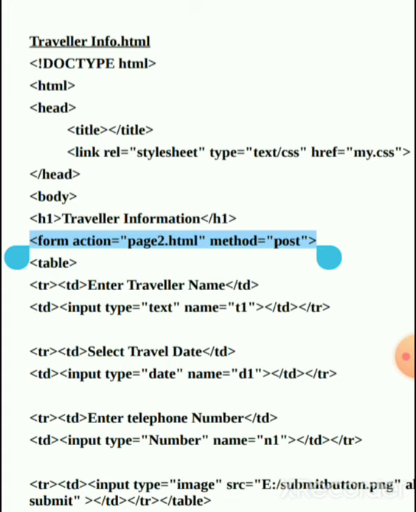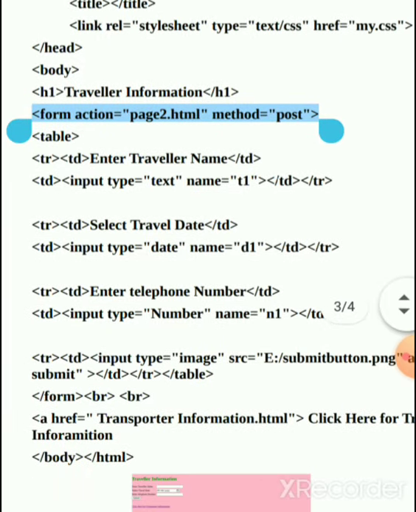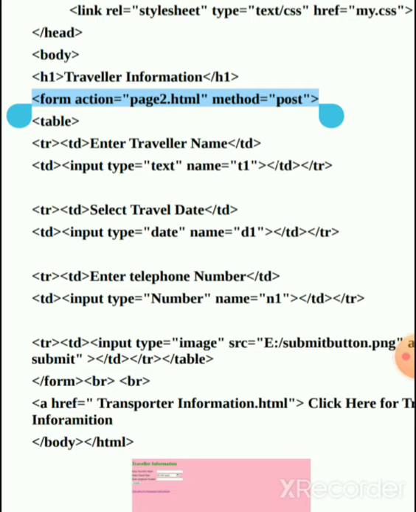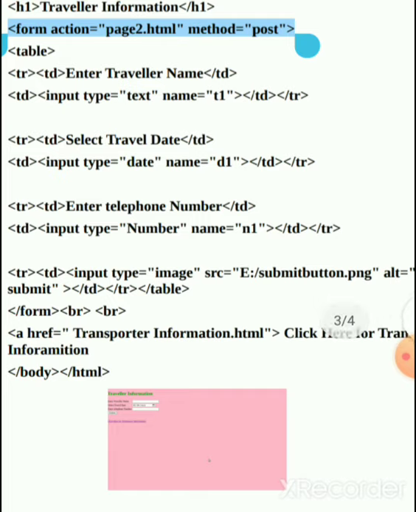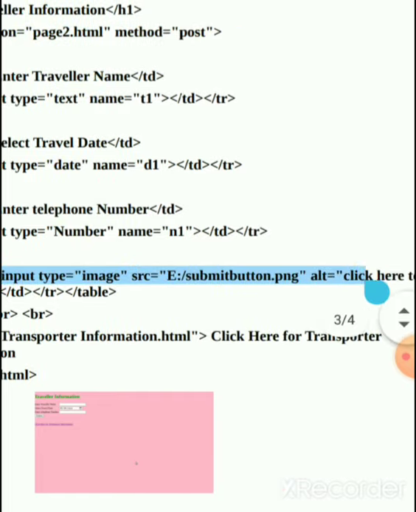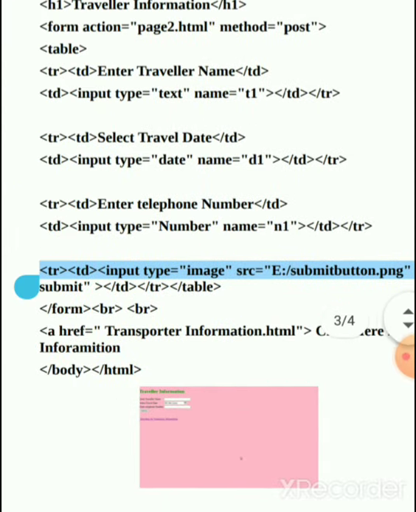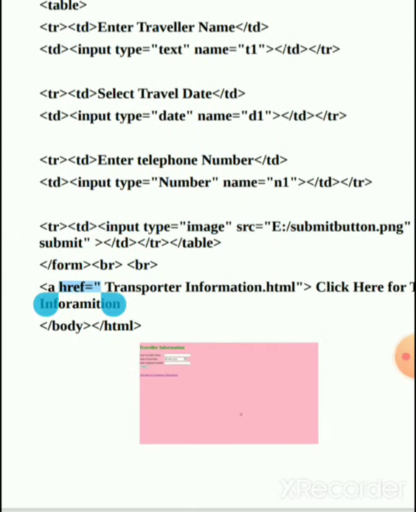When the traveler submits his data, immediately he receives the acknowledgement that you have successfully submitted your information. For that purpose we are creating another page, and that name is page2.html. Then we are using the table tag. According to that we are taking certain input types: input type equal to date, then input type equal to number. Then according to the question we are using image source, input type equal to image, and we are providing alternate text here. Then for linking to the page, here we are using a href.